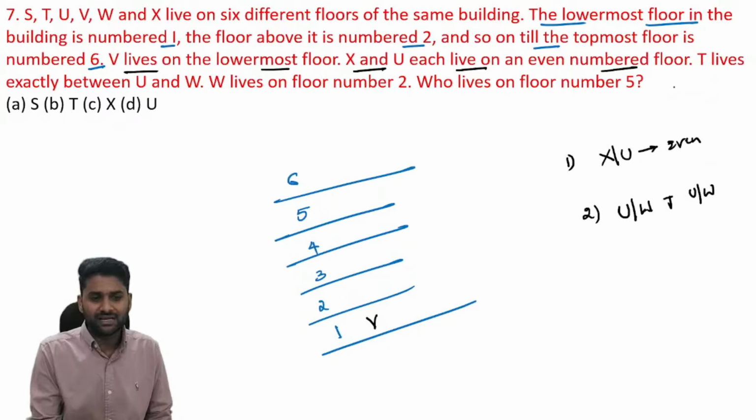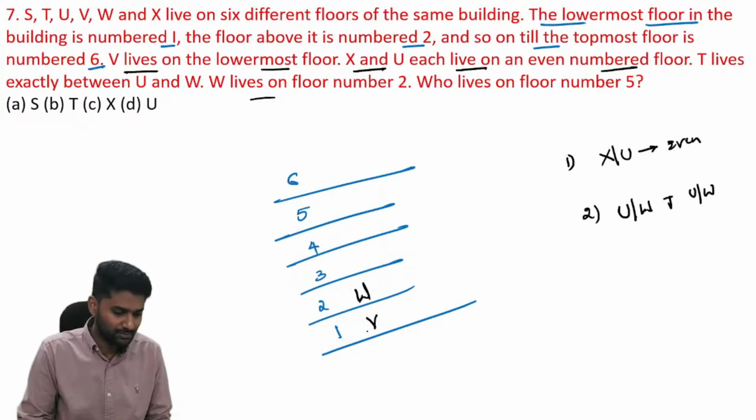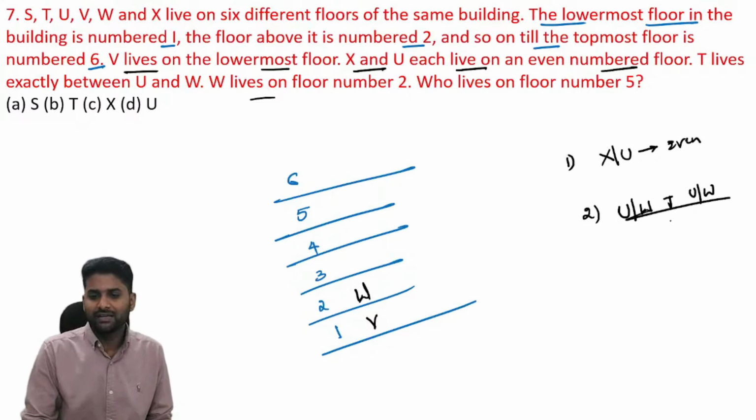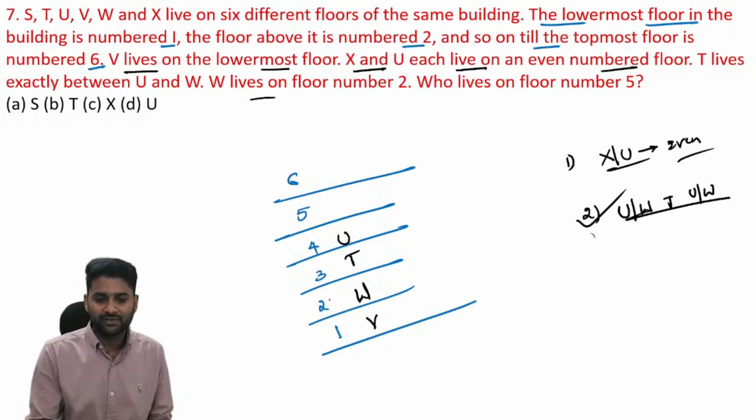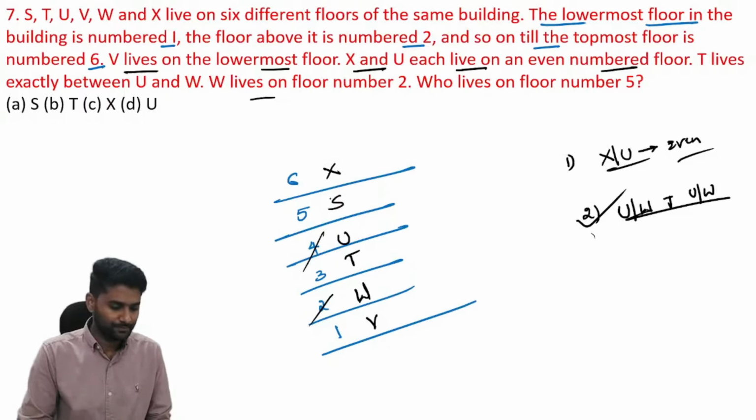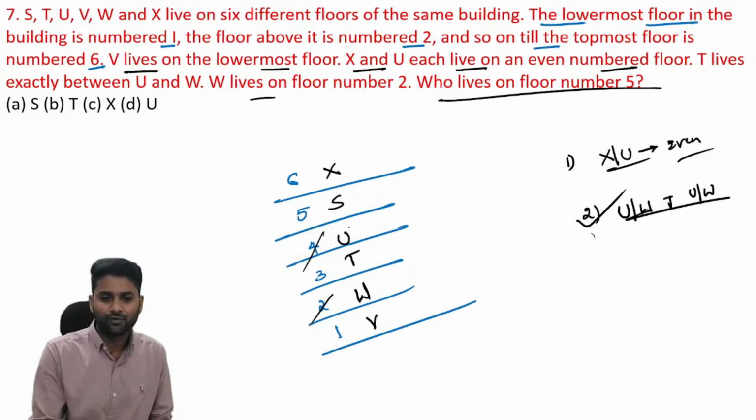Next one, T lives exactly between U and W. So we already noted down that point. They mention that W lives on floor number 2. We know that T lives between U and W, right? So let's take the second information. You can confirm T is on the third floor and U must be on the fourth floor. And they clearly mention that X and U are on even floors. Second floor done, fourth floor done, so we conclude that X must be on 6. And there is one person left. You can place S on the fifth floor. Now the question you have to answer: who lives on floor number 5? Floor number 5 is S.